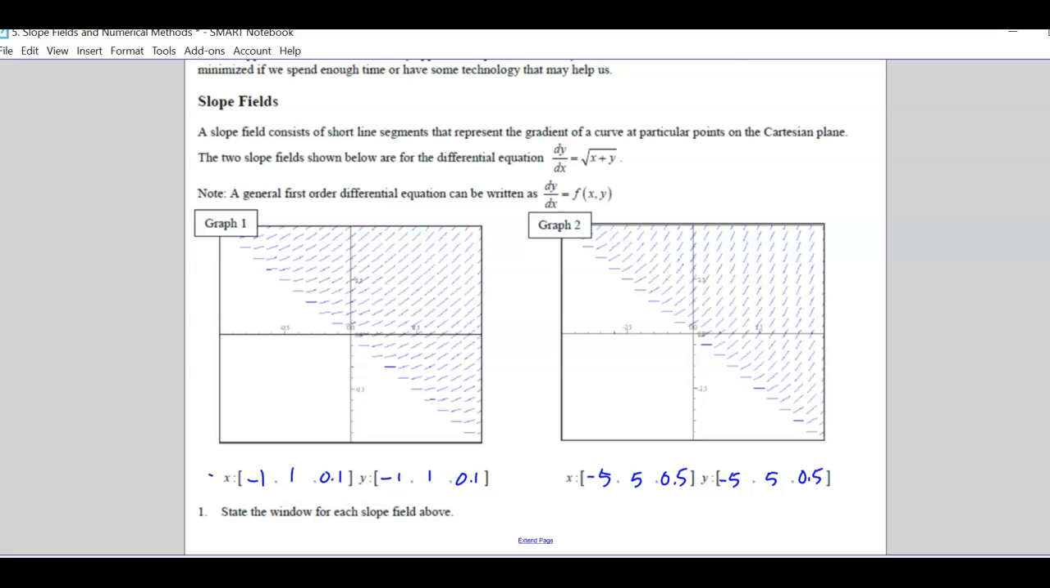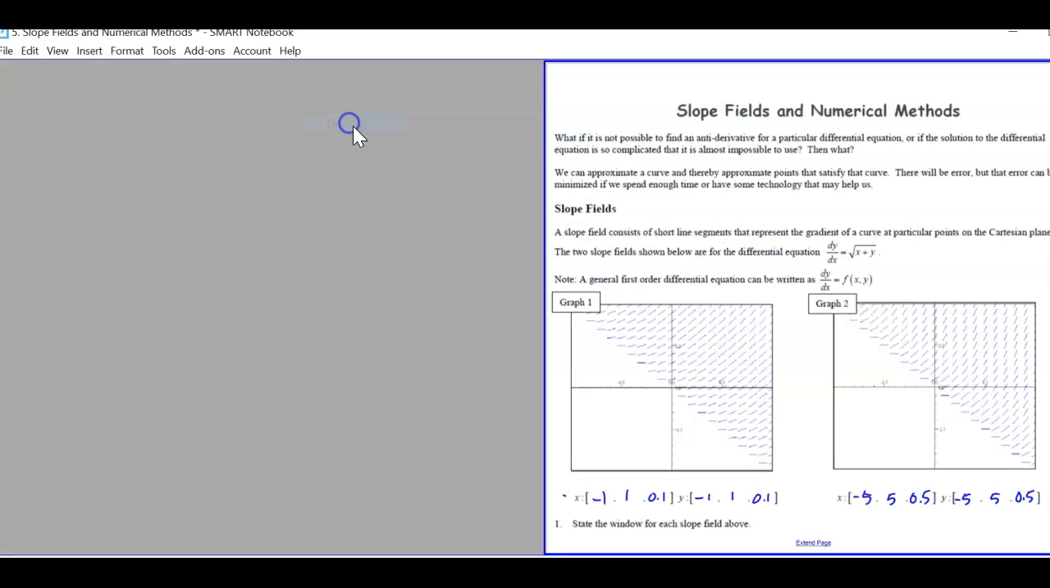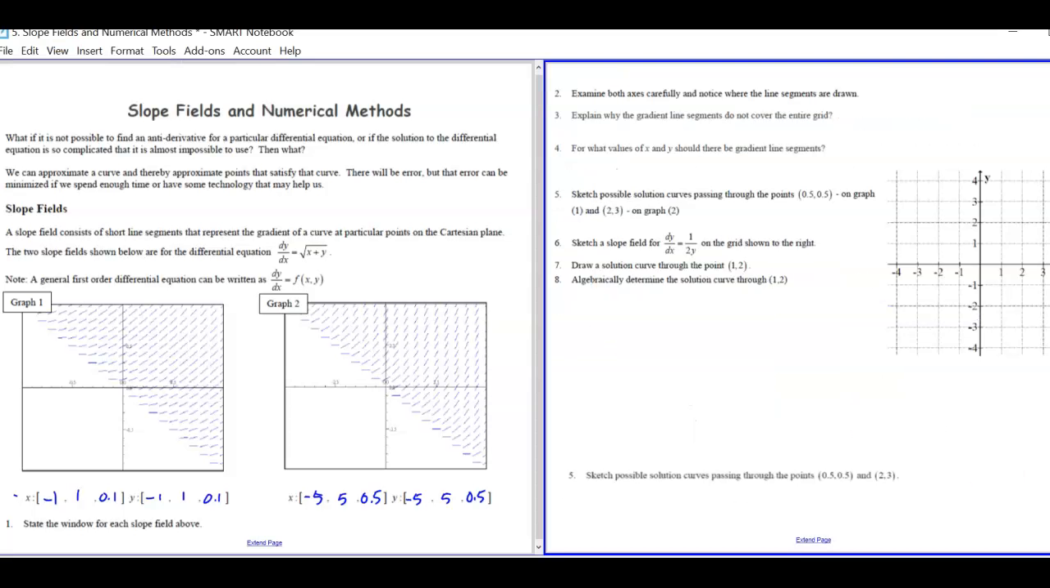Okay, so I'm going to go to the next. Actually, I'm just going to double screen this. Okay, so examine both carefully and notice where the line segments are drawn. Explain why the gradient line segments do not cover the entire grid, because you can't take a root of a negative, which leads into this: x plus y has to be greater than or equal to 0.